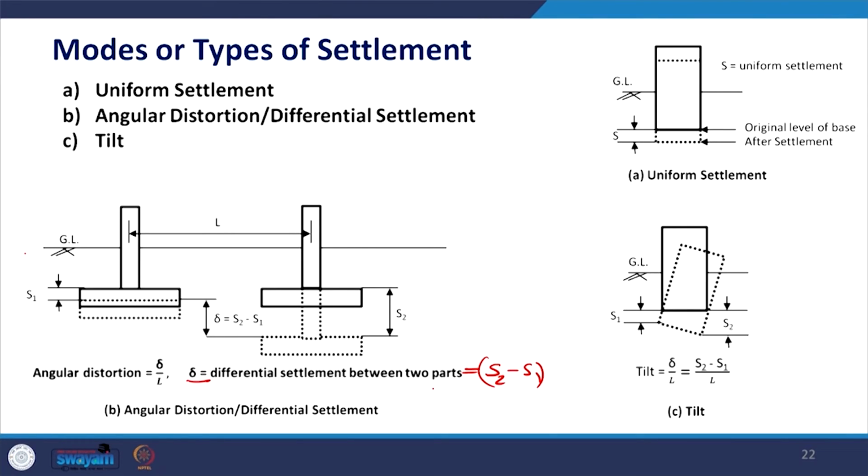Again, the difference S2 minus S1 is the differential settlement, and dividing it by the length gives you the tilt. So, tilt in this case, though the formula is the same, here it was called angular distortion, and here it is called tilt. So, the building gets tilted by an amount given by delta by L. So, this can be found out.